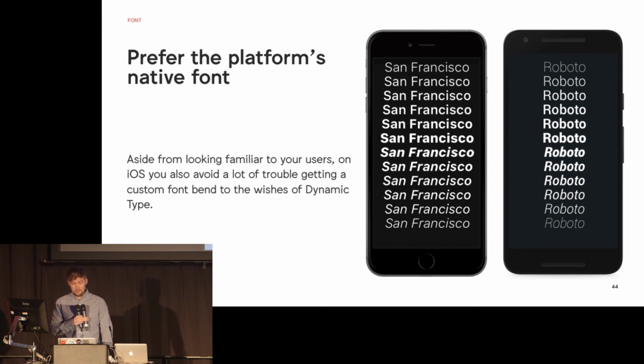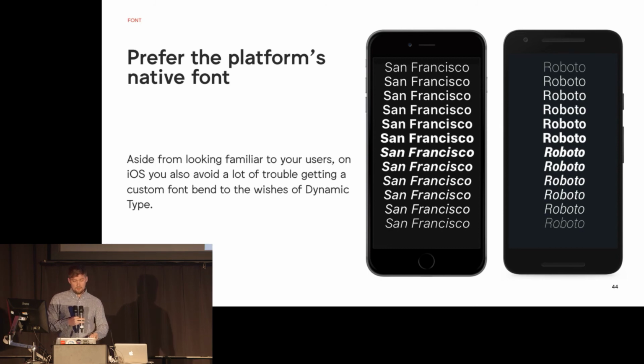San Francisco on iOS and Roboto on Android. They're the de facto standard anyway nowadays. And they look good on pretty much all the font sizes you have on a device. So I kind of like to think that it's not an accident that Apple and Google decided on these particular fonts. They work well on those screens.